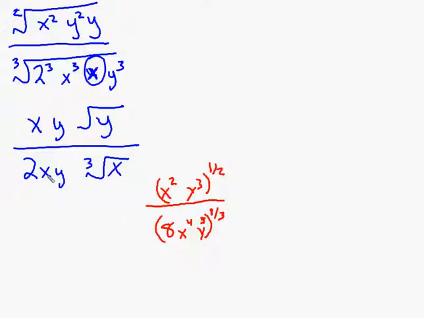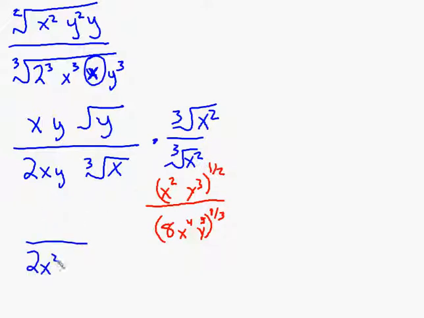I see x's are going to cancel. I also see that I need to rationalize. So times cube root x squared. That's going to give me this x times this x squared is x cubed, and then the cube root of x cubed is that. So in my denominator I have 2x squared y, and then I have xy up here, square root y, cube root x squared. We'll deal with that momentarily.